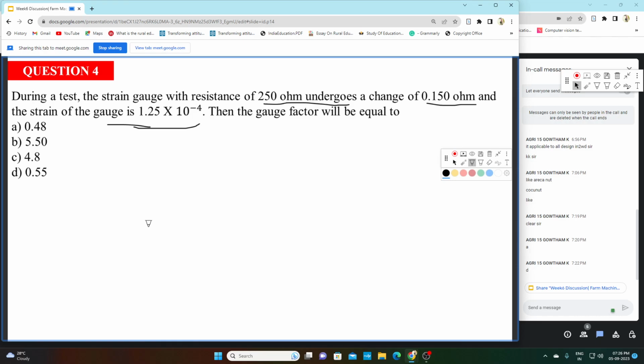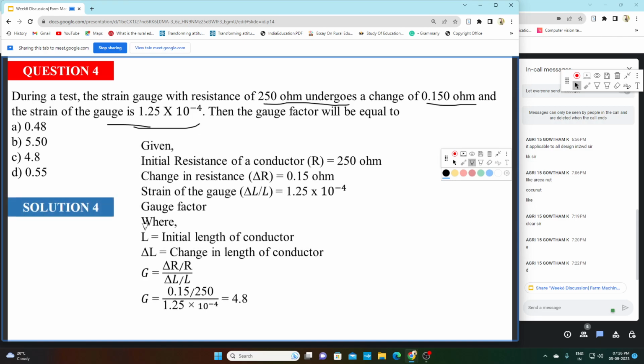So we know each strain gauge has a gauge factor, and that gauge factor we are required to calculate. What is the formula of gauge factor? The formula of gauge factor is change in resistance ratio divided by strain. This delta R by R is the change in resistance ratio, and delta L by L is strain.